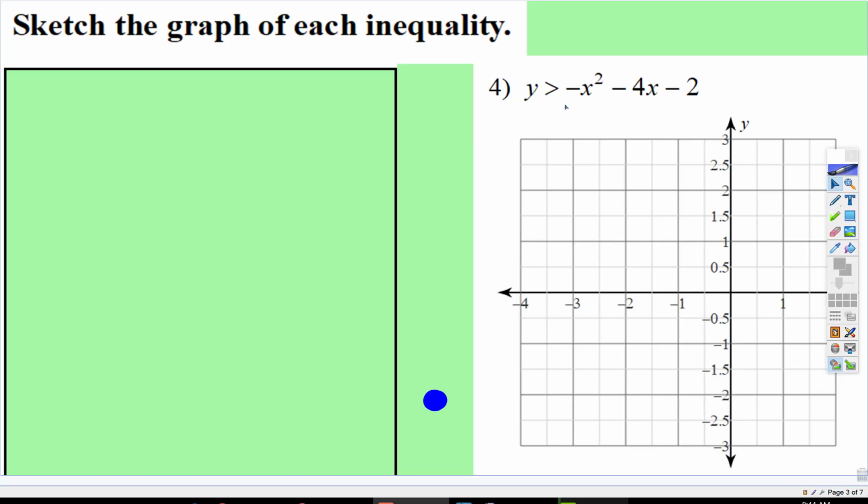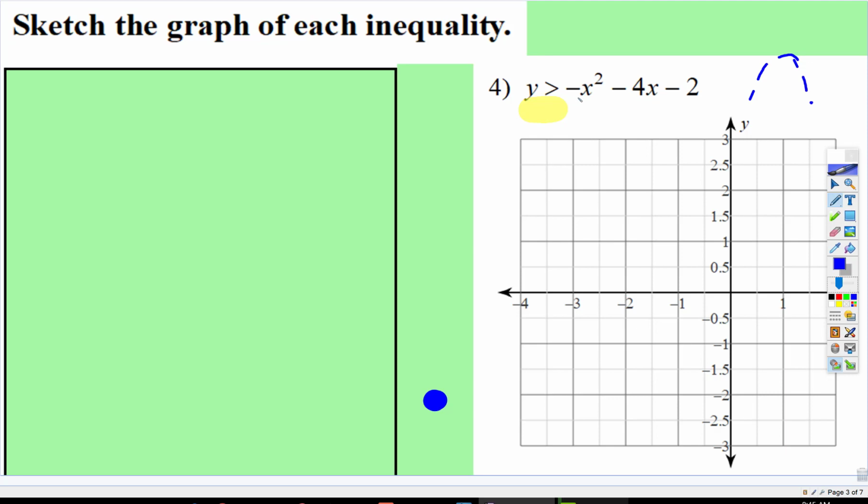Okay, this time we have a negative quadratic. So this quadratic we know will be facing downward, although we have to look, is that going to be a dashed line or solid line? And it will be a dashed line. So make sure to pay attention to that before you graph.